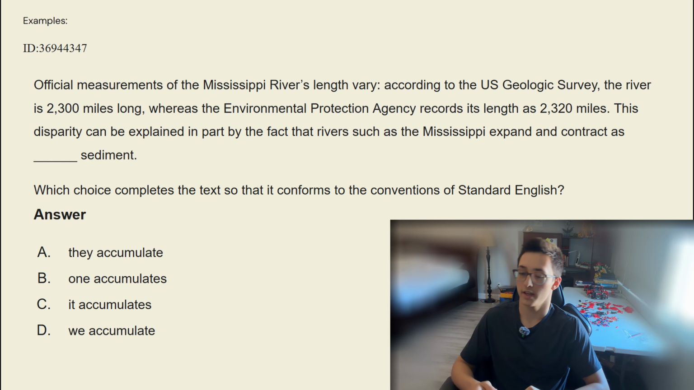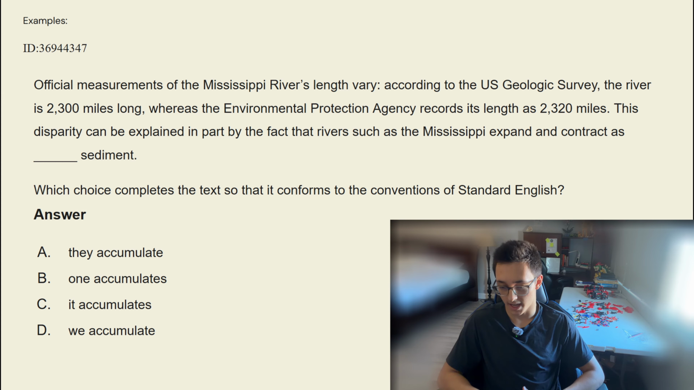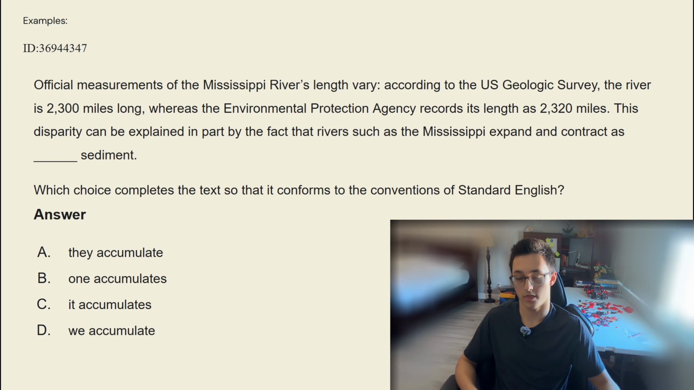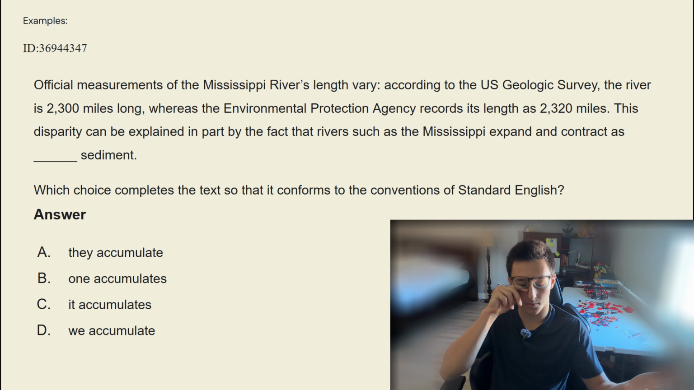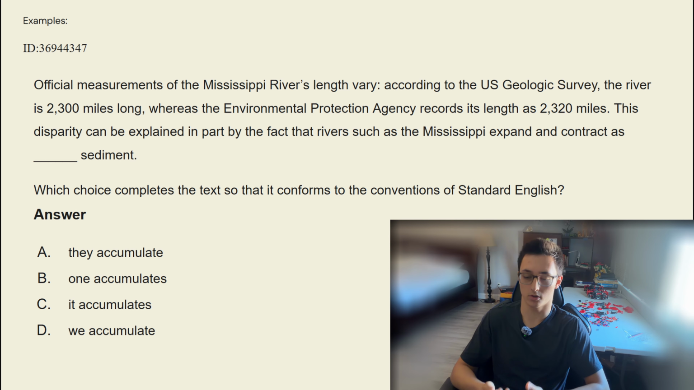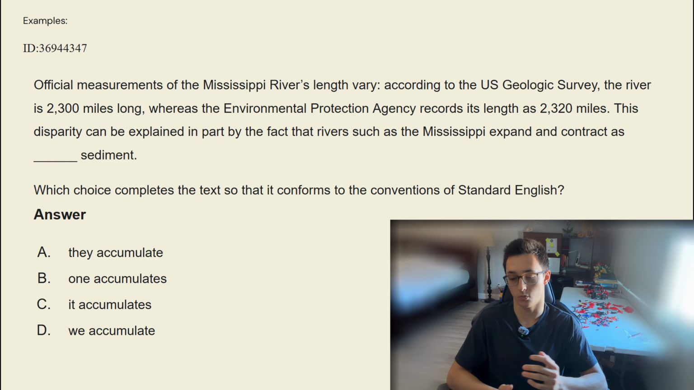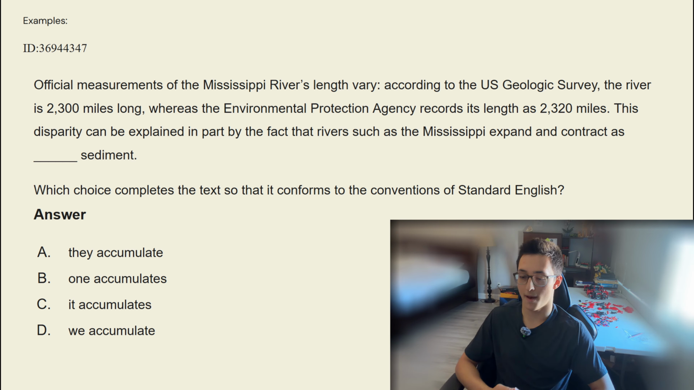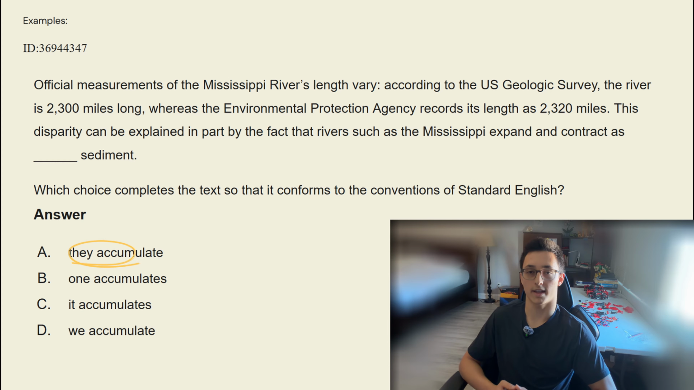Now all you have to do is just find the answer choice that aligns with that. And so we look at the answer choices and we see A, they accumulate. That aligns perfectly because they is plural and accumulate is a plural verb. One accumulates doesn't make sense. It accumulates doesn't make sense. We also have D though, which says we accumulate. Now while that is plural, we're not talking about people. We're talking about the river. And so since we're talking about the river, A has to be the correct answer choice.